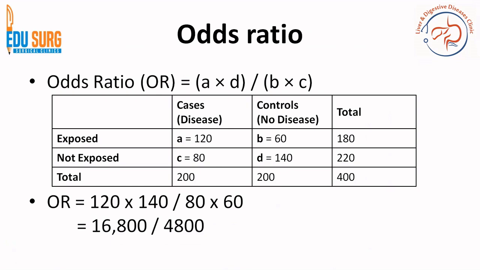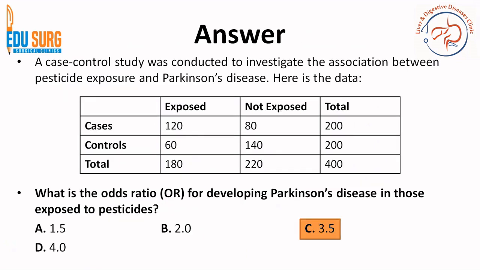So 16,800 divided by 4,800, the answer is 3.5. Like I said, you have to understand the interpretation of the question as well. So what is the odds ratio? It also means that those who are exposed to pesticides are 3.5 times more likely to develop Parkinson's disease. So the correct answer for this question is C.